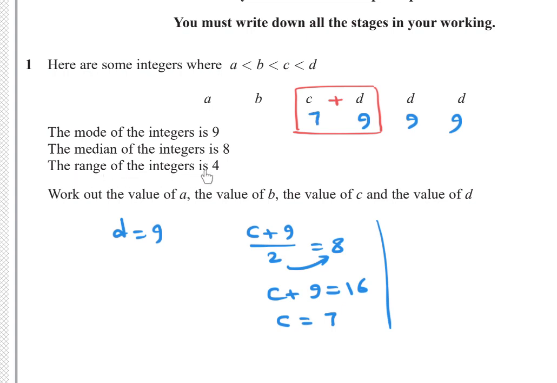Now the range of the integers is 4. The range is the biggest number minus the smallest number. So 9 minus a, because d equals 9, equals 4. So a equals 9 minus 4. So a equals 5.